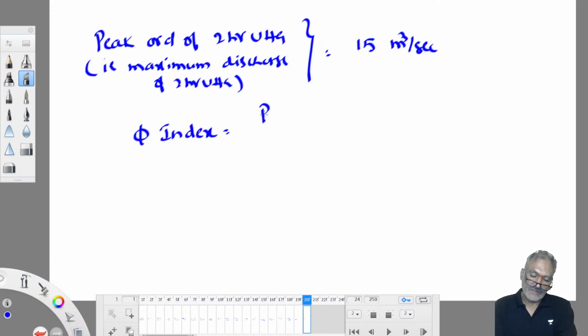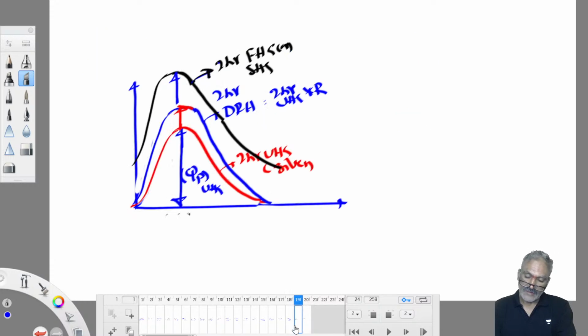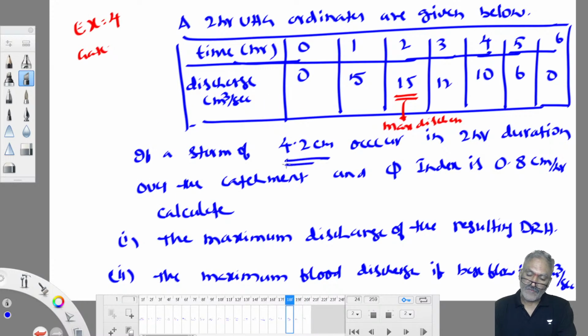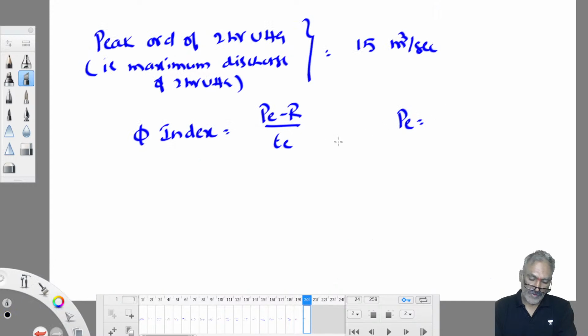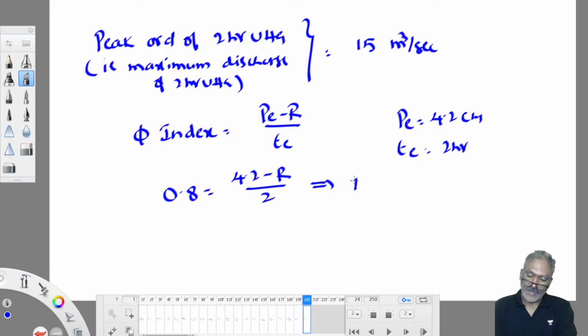So phi index is given to find out runoff. Phi index is equal to (PE minus R) by TE. So here PE, producing a storm of 4.2 centimeter. What is this value? PE value this is, so this is 4.2 centimeter. Duration of the storm is 2 hours. Therefore, phi index is given as 0.8. So 0.8 equals (4.2 minus R) by 2. From this you can find out the R value. So R is equal to 2.6 centimeter.